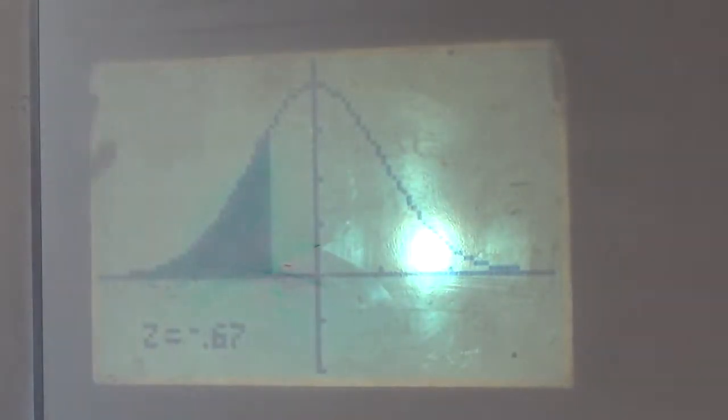Rob's is actually better. It's more precise, 0.6745. But 2 decimal places is enough for precision for this class. So 0.67. 2/3 of a standard deviation.